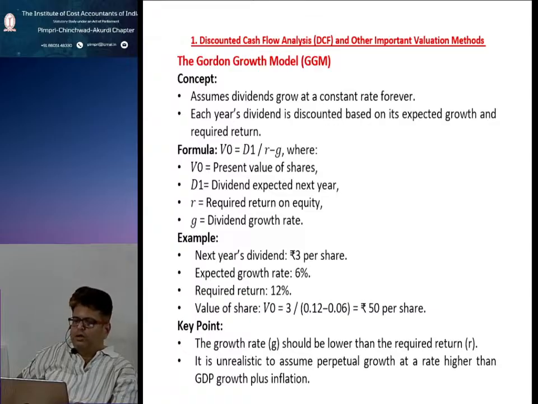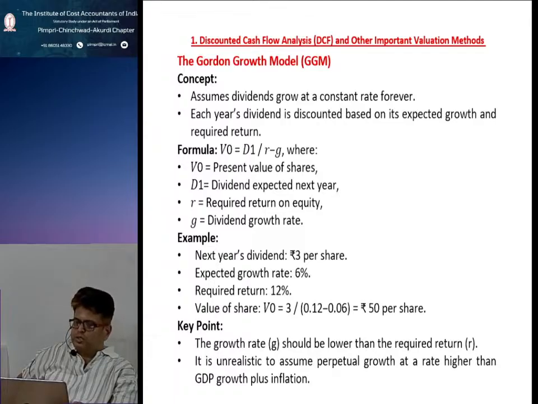Then we saw the Gordon growth model, GGM. Concept wise, it assumes dividends grow at a constant rate forever. Each year's dividend is discounted based on its expected growth and required return. Formula wise, V0 equals D1 divided by R minus G, where V0 represents the present value of shares, D1 is the dividend expected next year, R is the expected required return on equity, and G is the dividend growth rate. Example, we have seen key point: the growth rate should be lower than the required return.